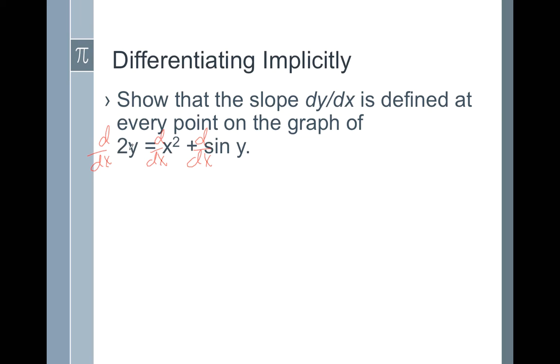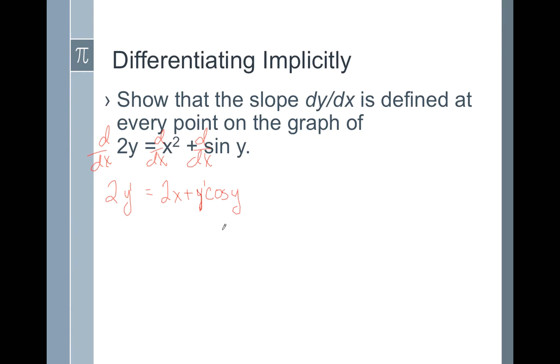The derivative of 2 times a function is just 2, and then times the derivative of the inside, which is y prime. Okay, the derivative of x squared is just 2x. We're taking it with respect to x. And then we have to take the derivative of sine of y. The derivative of the outside function, which is sine, is cosine of y times the derivative of the inside. The inside is y, so the derivative of the inside is y prime.